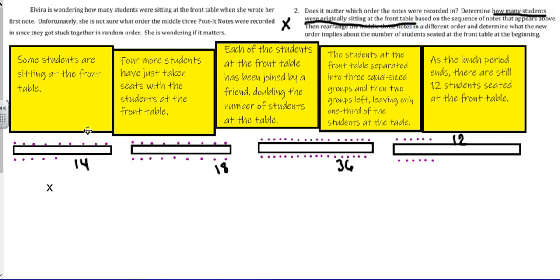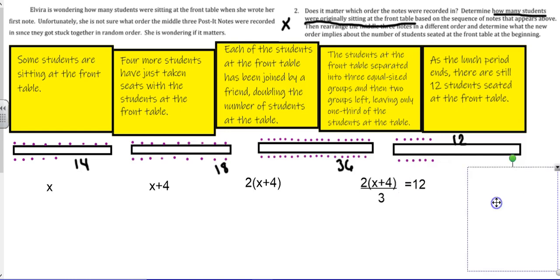Now this time we added 4 first as we went from 14 to 18. So we have x plus 4. Now everybody has a friend joining them, doubling the amount. So 2 times the x plus 4. And after that, we divided by 3, and we had 12.